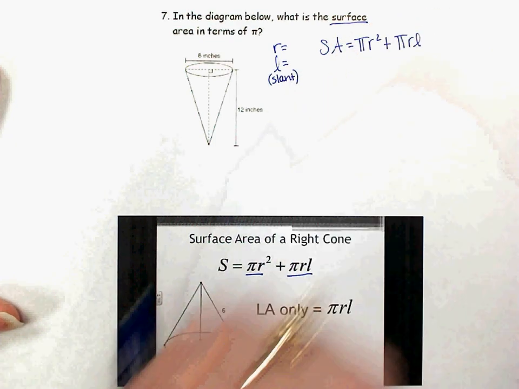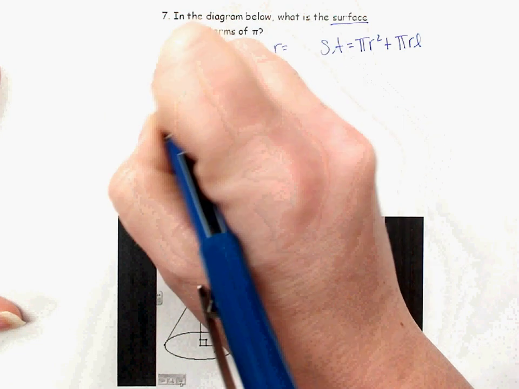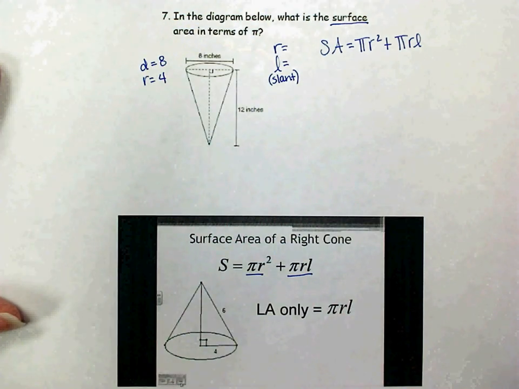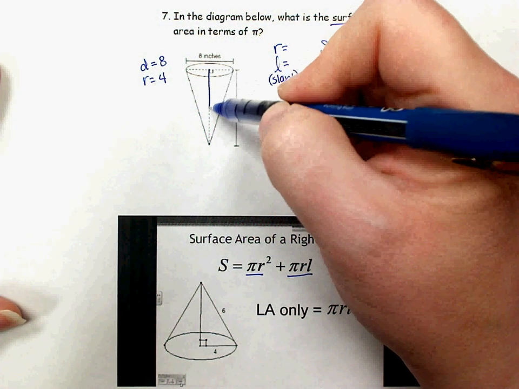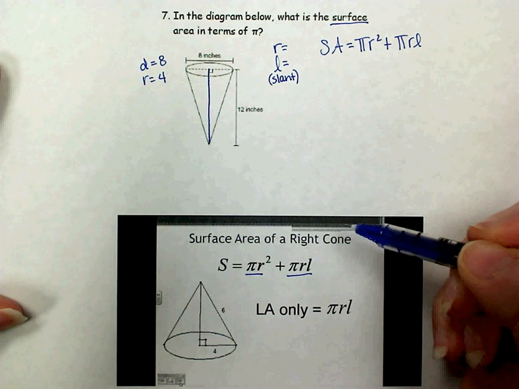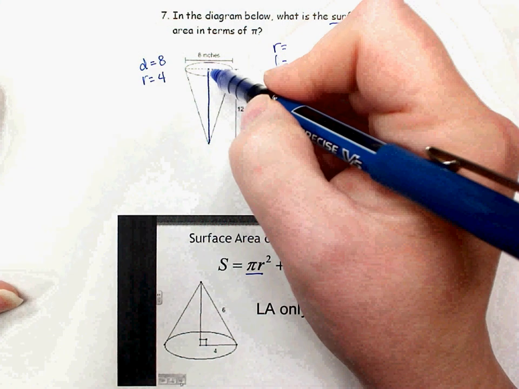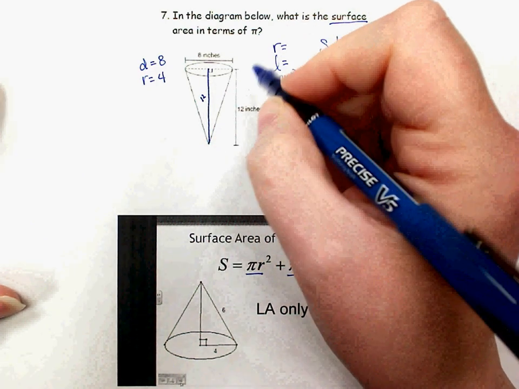So when I look at my figure, I'm given all the way across the base to be 8 inches. So remember, that's my diameter, and the radius is half of that, which is 4. This length right here is giving me this distance right here. That's called the height, or the altitude of the cone. That's the number we use to find the volume, not the surface area.